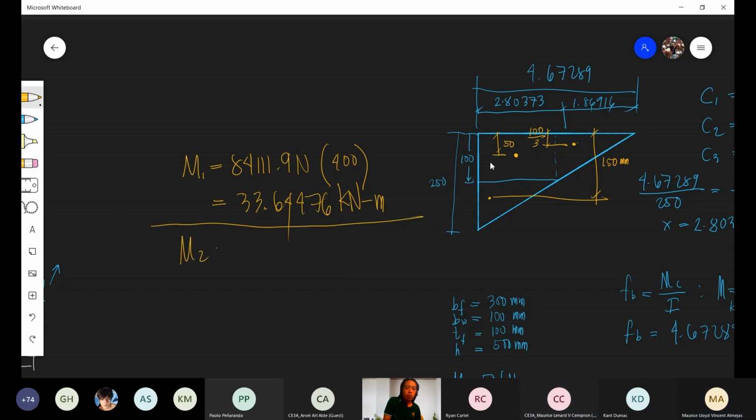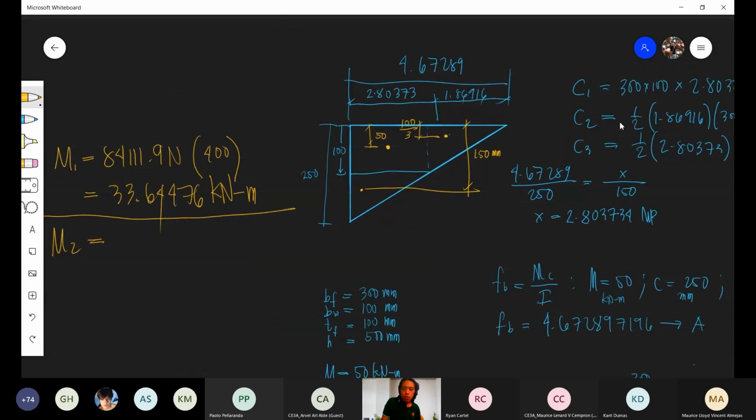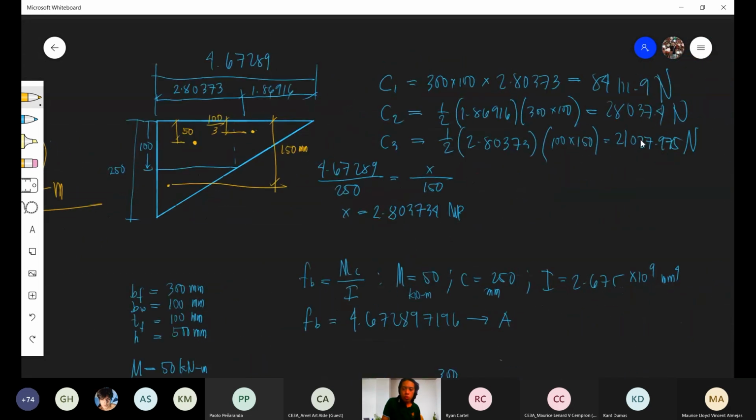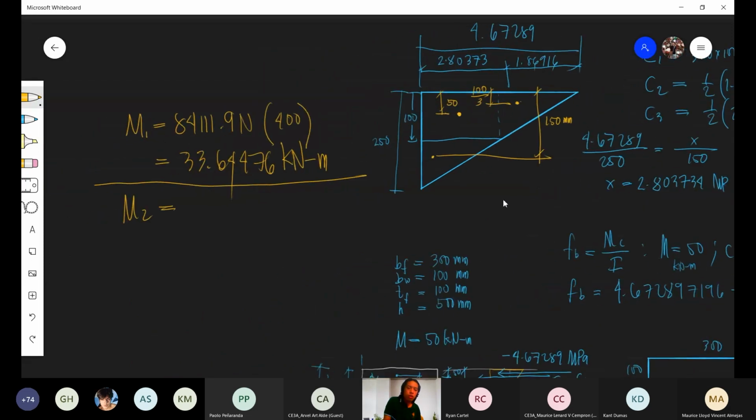M2. Okay, so the moment of couple number 2. We will use C2. What's the value for C2? C2 is 28,037.4.